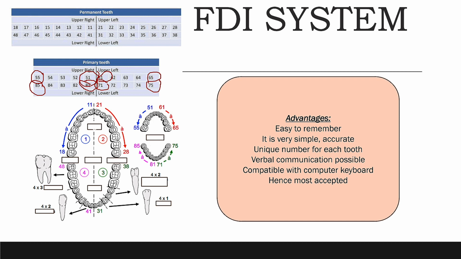Okay, remember this point. So what are the advantages? We have advantages of this. It is easy to remember because each tooth has been given a particular number which has not been given to any other tooth. So it is easy to remember and it is very simple and accurate. Unique number for each tooth. Verbal communication is possible, compatible with computer keyboard, and hence it is the most acceptable tooth numbering system. This is the most important point, that is, it is the most accepted numbering system.